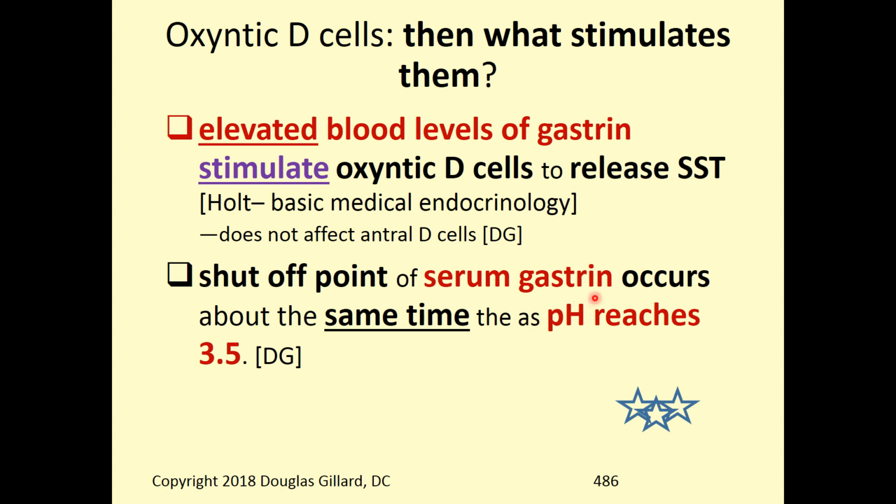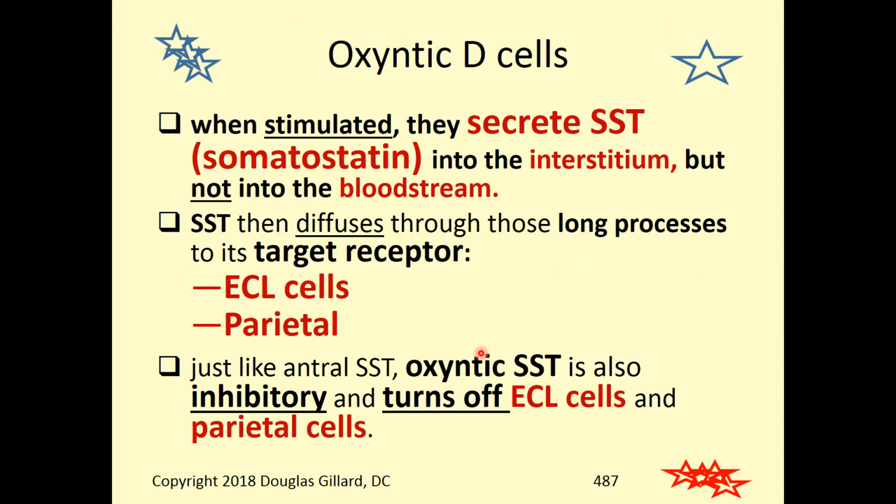The shutoff point of serum gastrin occurs, I'm not going to give you the blood serum level, but it occurs about the same time that the pH reaches 3.5. So about the same time as pyloric D cells kick on, oxyntic D cells kick on as well, but it's just a different mechanism. Okay, so make sure you guys get that right. Oxyntic D cells, when stimulated, release SST. It swims through the interstitium, but it doesn't have to swim far because of those long processes. It binds to ECL cells, parietal cells, shuts them right down.